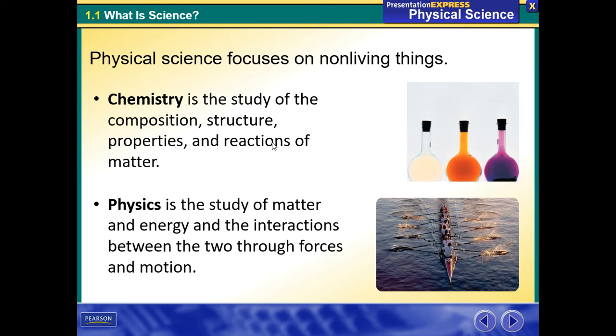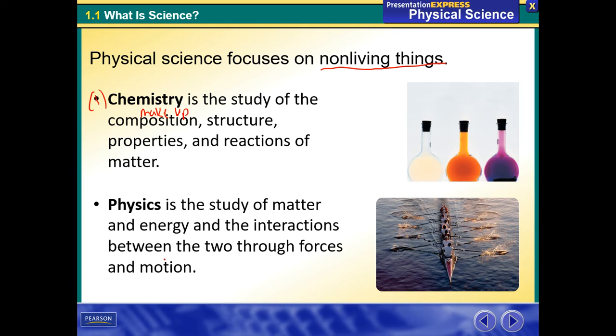So let's go into a little bit more detail about these different areas. For physical science, I do want to point out that this is the study of non-living things. So we're not going to be looking at plants or birds or bees or anything that's going to be moving around. I also stated the first thing we're going to look at is chemistry, and this is the study of the composition, or what something's made up of, the structure of it, different properties of it. So, does it have chemical versus physical properties? And the reactions of matter. We can also talk about states of matter. Is it a solid, liquid, or gas?